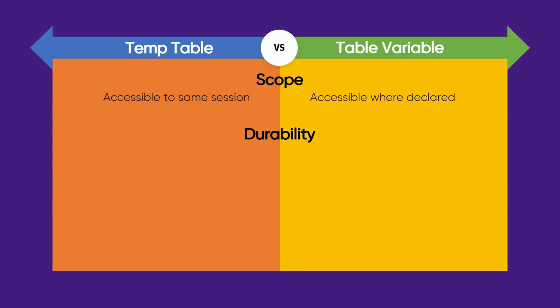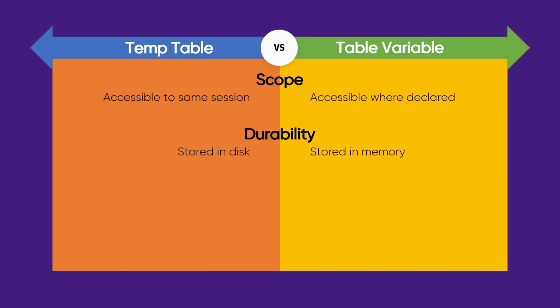Next we will see durability. The temporary tables are created on disk and persist until the session ends or until they are explicitly dropped. This means that the data in a temporary table will be available even if the connection to the database is lost or if an error occurs.